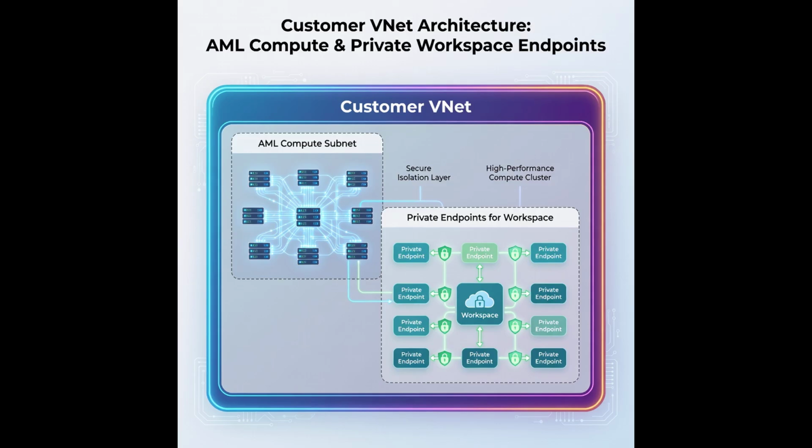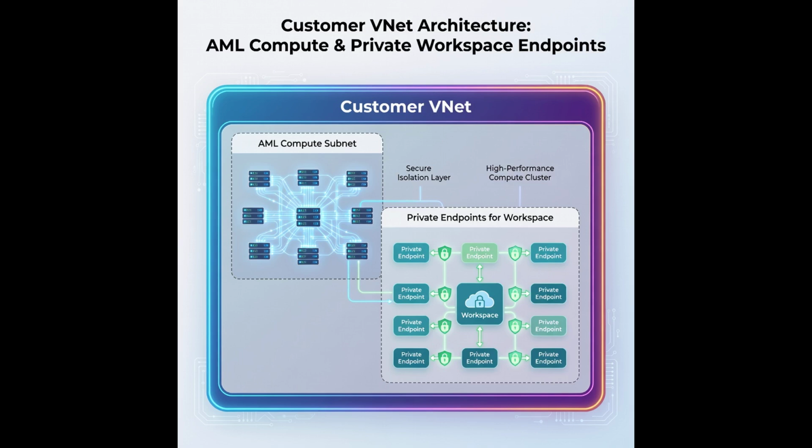Once this is done, you can only reach the workspace from within the VNet, directly via VPN or via ExpressRoute. No public internet access at all. Public network access disabled is the Bicep property that enforces this.